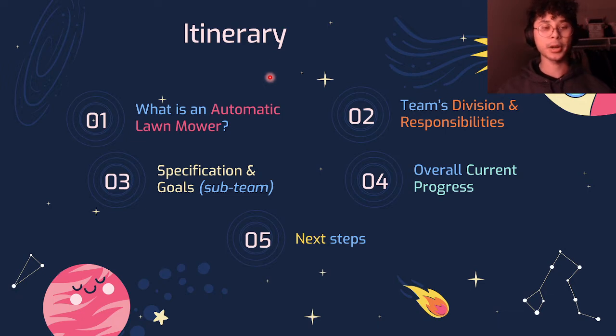So for the itinerary, we'll first go over what is an automatic lawnmower, and then onto the team's divisions and responsibilities, then more onto the specification and the goals of our particular sub-team. More on that later. And then we'll talk about the team's overall current progress. And then we'll discuss what we plan to do over the winter break and this upcoming spring semester.